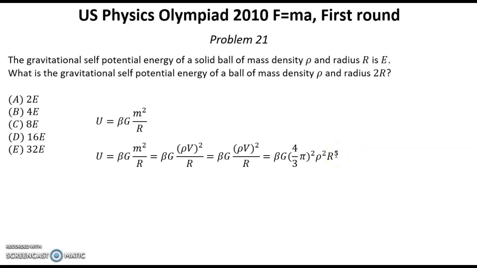It means that if we increase the radius twice, energy will increase 32 times. So that's the solution. And the coefficient beta could be found using integration, and that will be 5 over 3. But again, I can mention that in this problem we don't need to memorize this coefficient.